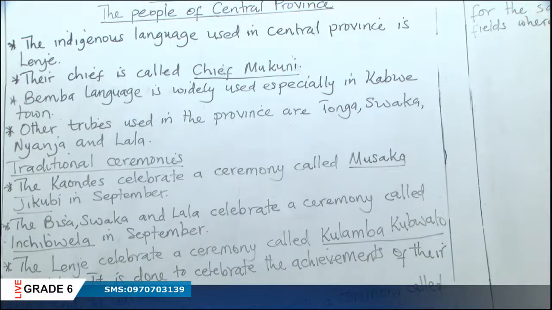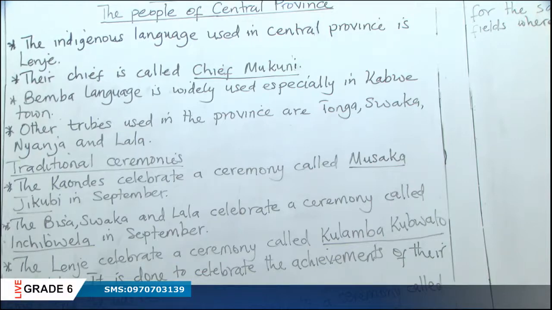Though we have got different other tribes that are found in Central Province. For example, we have the Bemba language, which is widely used, especially in Kabwe town. Boys and girls, you must understand that the chief of the Lenje people is called Chief Mukuni.